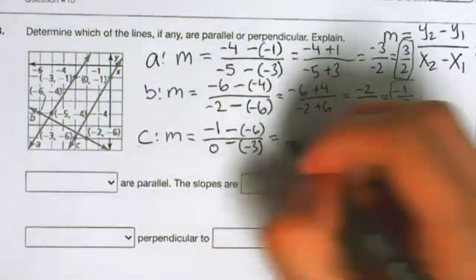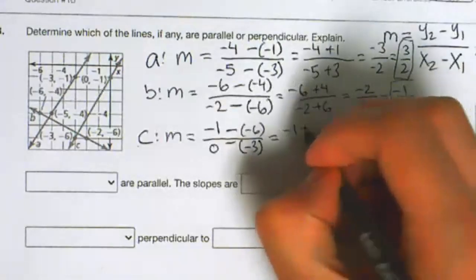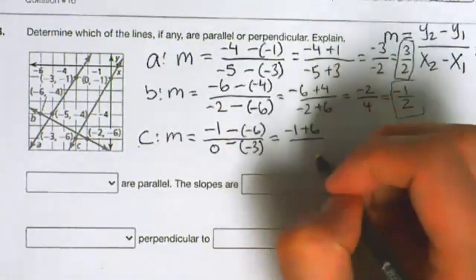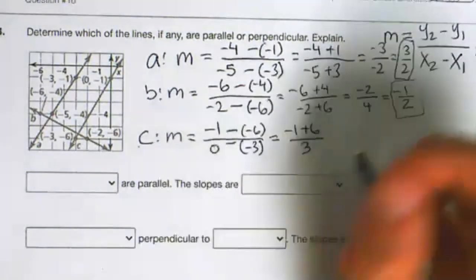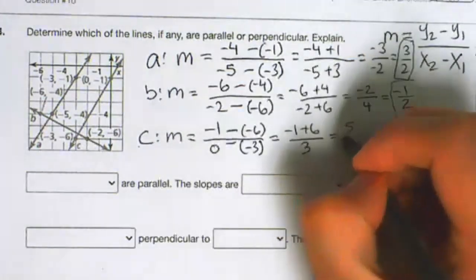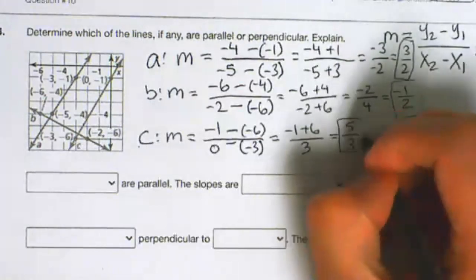Now, let's simplify it again. -1 minus -6 is -1 plus 6, and 0 minus -3 is just a +3. -1 plus 6 is +5. So our slope is 5/3.